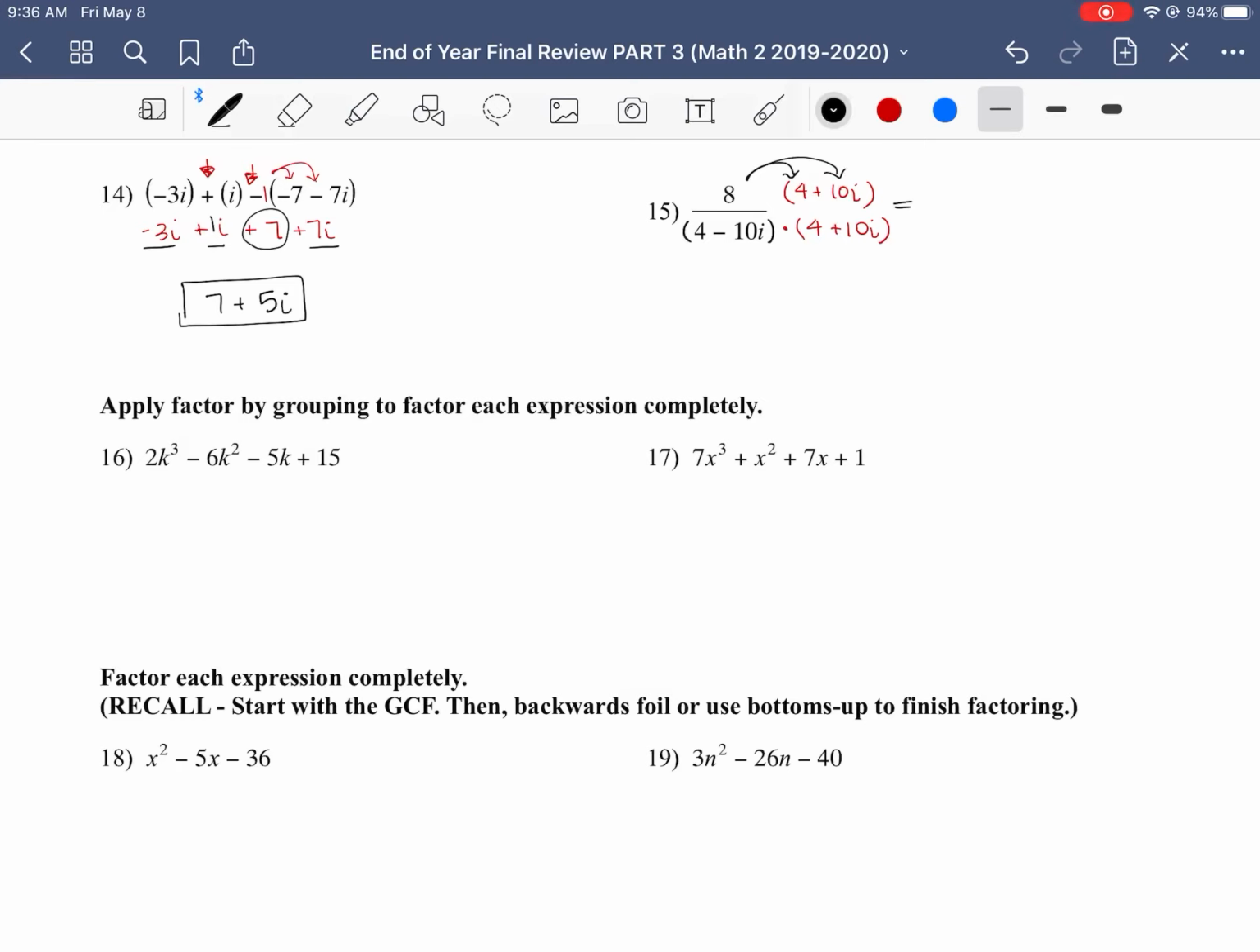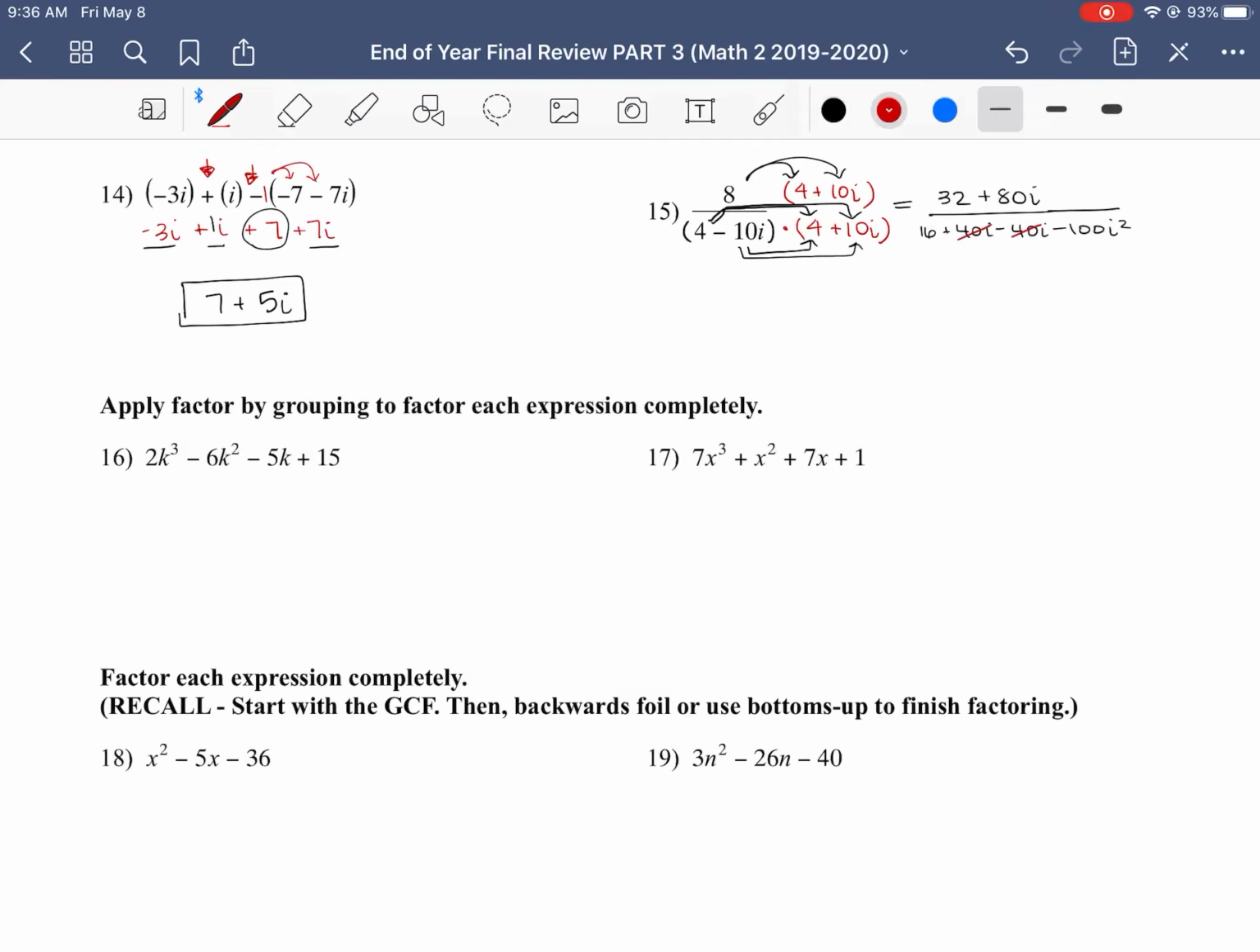Okay, so again, this is just like two multiplication problems. So we're going to distribute the 8. 8 times 4 is 32. 8 times 10i, 80i, all over. And then we're going to FOIL this. So we've got 4 times 4, which is 16. 4 times 10i is 40i. Negative 10 times 4 is negative 40i. And negative 10i times 10i is negative 100i squared.